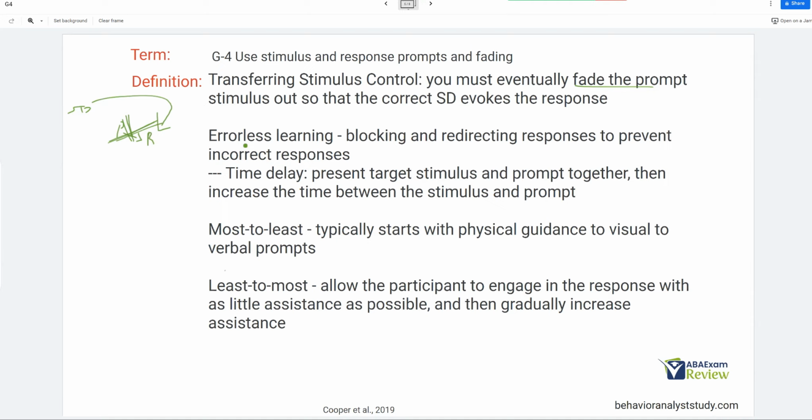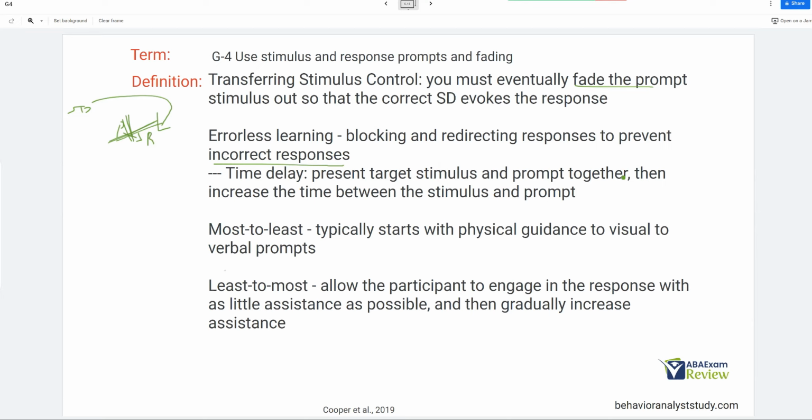So think about the strategies we use to prompt. They all promote stimulus control and transferring stimulus control. With errorless learning, we're not even going to allow incorrect responses. A lot of times that means physical prompting. You don't allow incorrect responses to happen.